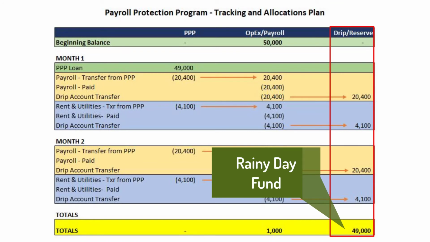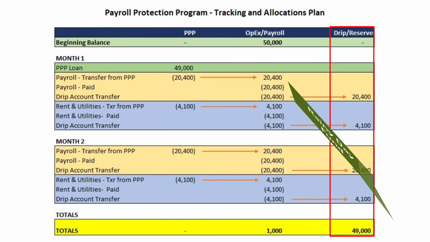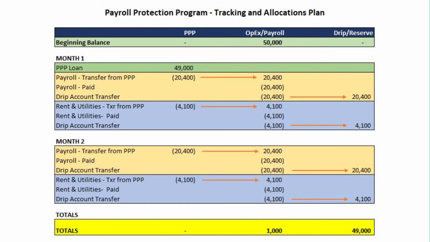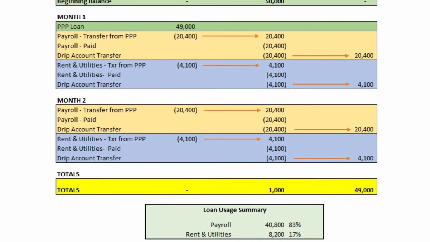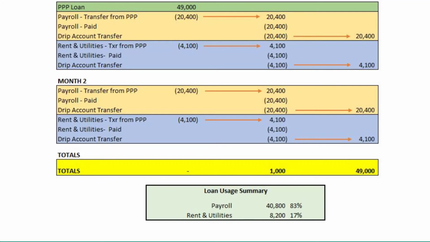We may have to use some of that as we go along in these 8 weeks. That's highly possible, but we want to reserve as much of it as we can, because at the end of the 8 weeks there's still some possible cash flow issues that we're going to have. You'll also notice in this example that our loan usage summary, we used 83% of our money for payroll and 17% for rent and utilities. That would meet the criteria for having this entire loan forgiven of $49,000 according to today's standards. So that's what we want to do.